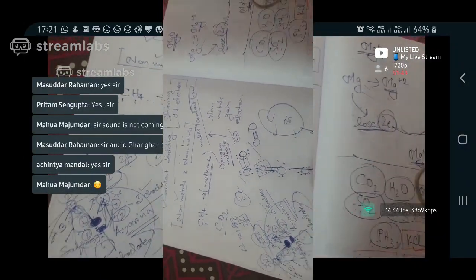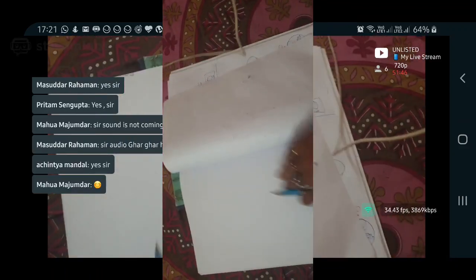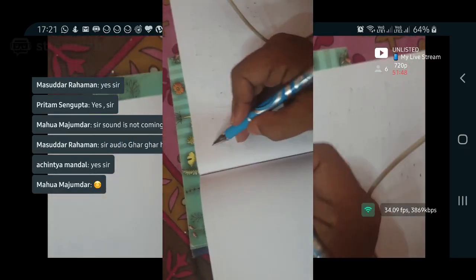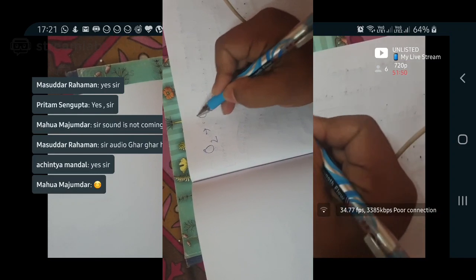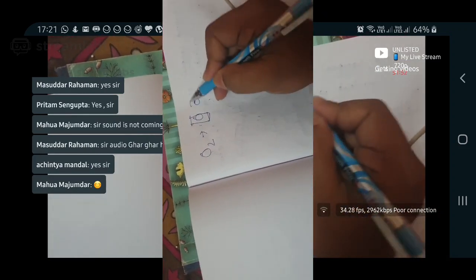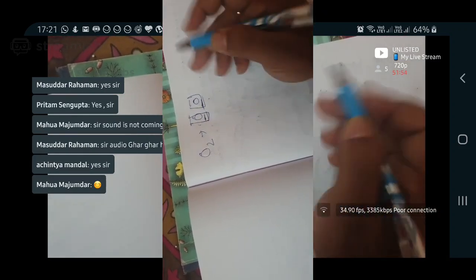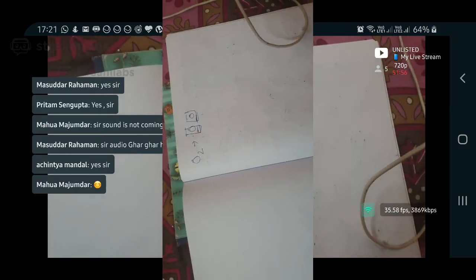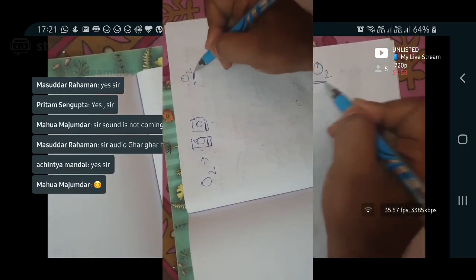I will give you more examples. Suppose, for example, in case of the oxygen molecule, which I have done. This oxygen is a non-metal, this oxygen is also a non-metal, so the bonding between non-metal and non-metal is occurring by sharing. So in the O2 molecule there is a covalent bond.